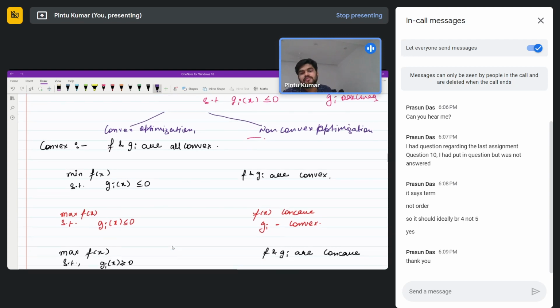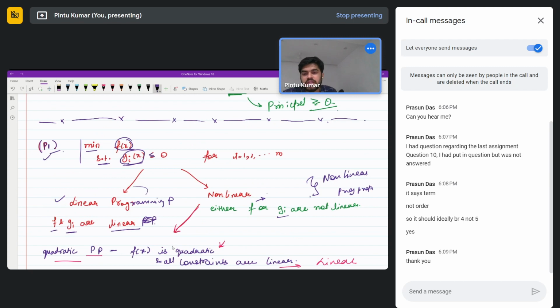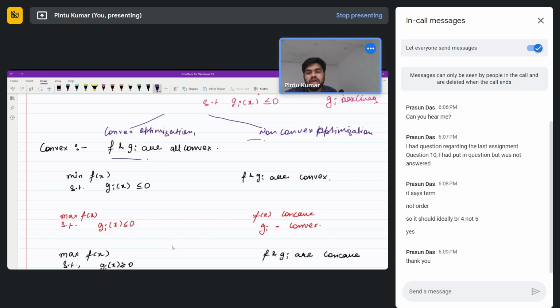Let's say you have the same programming problem that we had over here, that is, minimize f of x subject to gi's of x less than or equal to 0. Then it is called a convex optimization problem if all f and gi's are convex. So if your f as well as gi's are convex, then it is known as convex optimization problem.